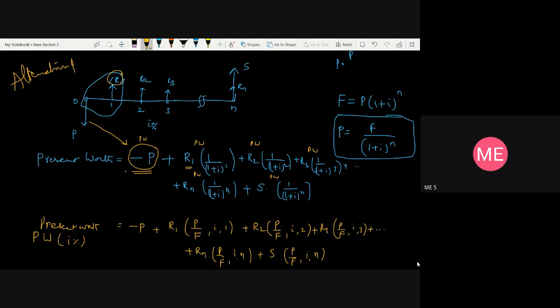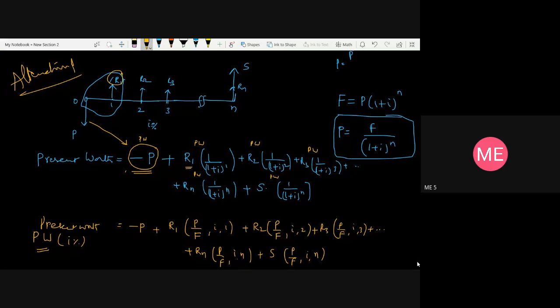Similarly, the alternative two cash flow diagram will be known. And from the alternative two cash flow diagram, you need to calculate the present worth by using this equation, and then compare the present worth of alternative one and alternative two, so that we can come out with the best alternative based on the decision we have to make.